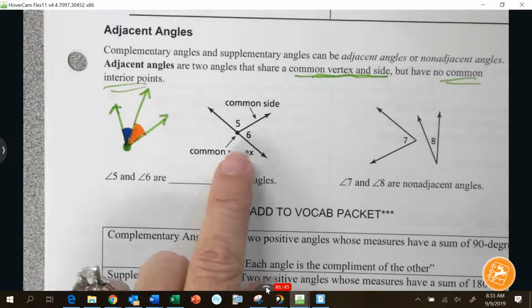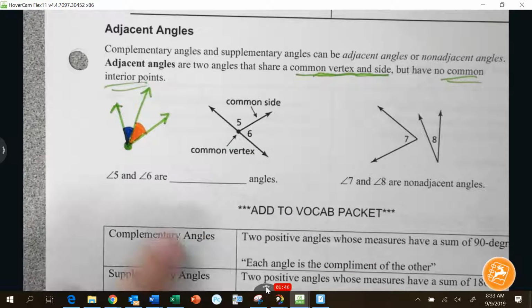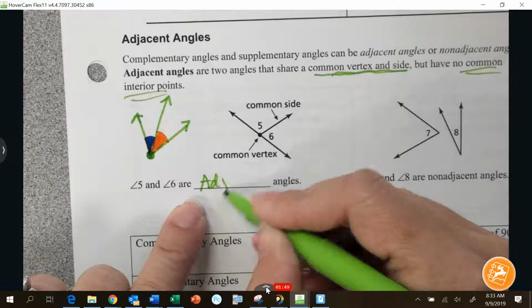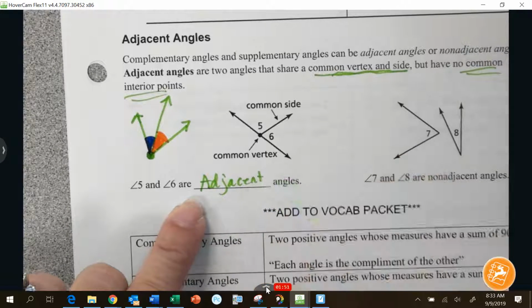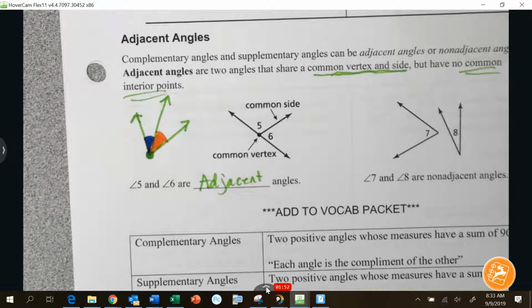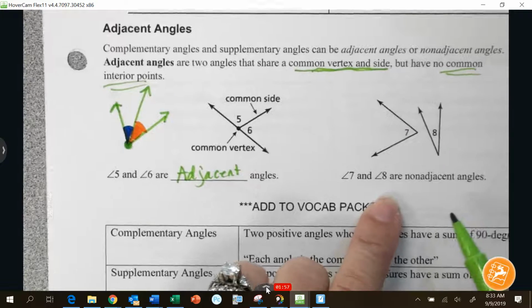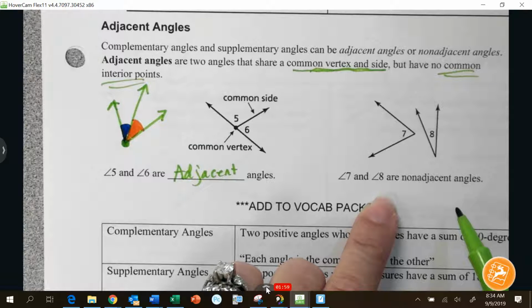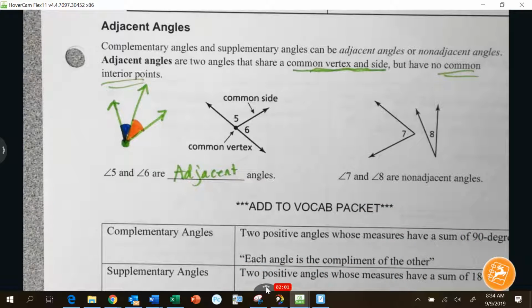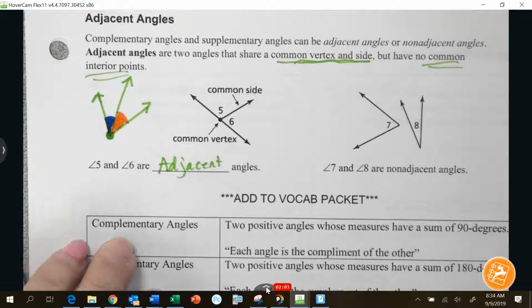Here's another example. 5 and 6 are adjacent angles. They're next to each other. They share a common vertex. They have a common side. And then 7 and 8 are non-adjacent. Okay, when you're ready, turn it over.